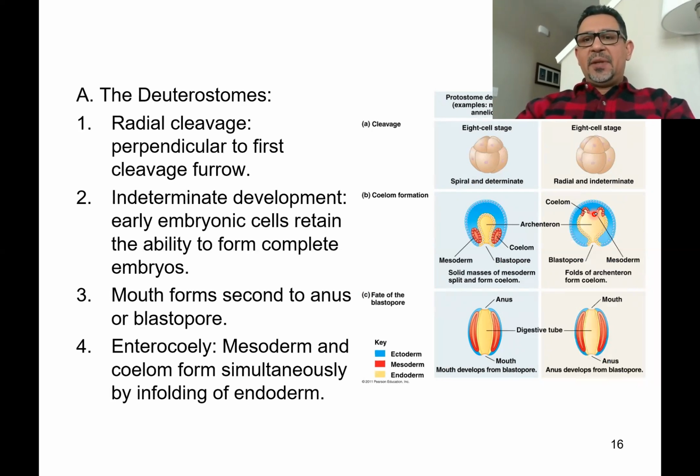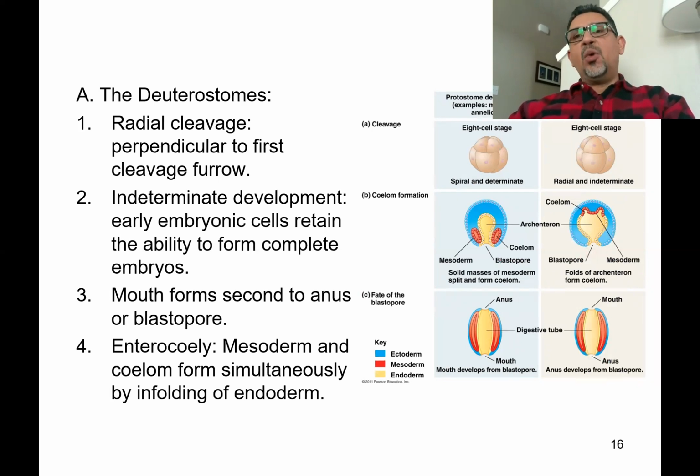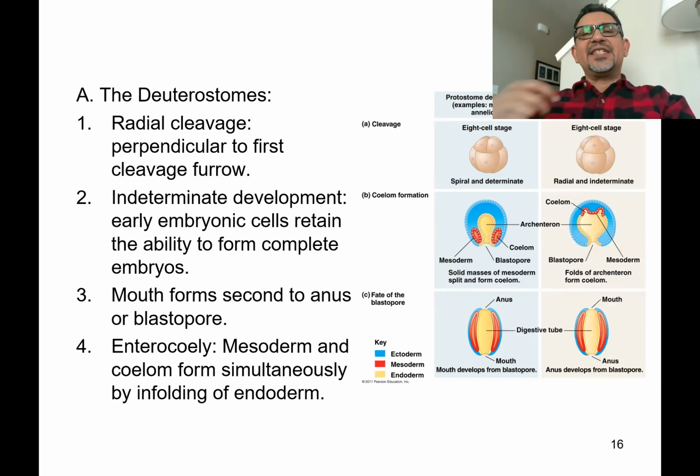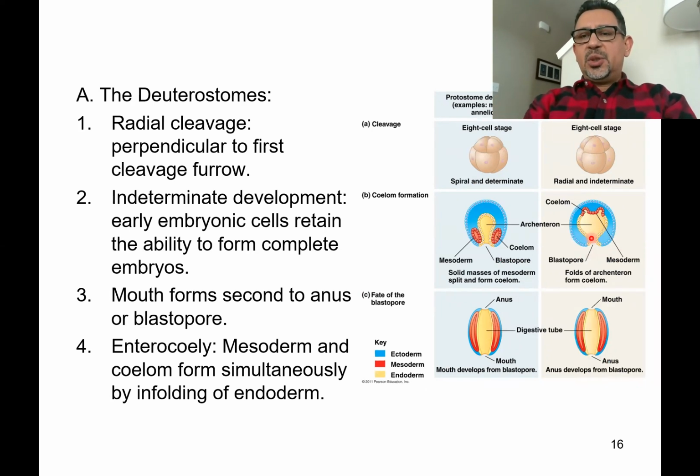So notice what happens. The anus forms first in a deuterostome. Mouth forms last or second. And that is the literal meaning of deuterostome. Deutero comes from a root that means second. Stome means mouth. And again, putting the two together means that the mouth develops second to the anus forming first.